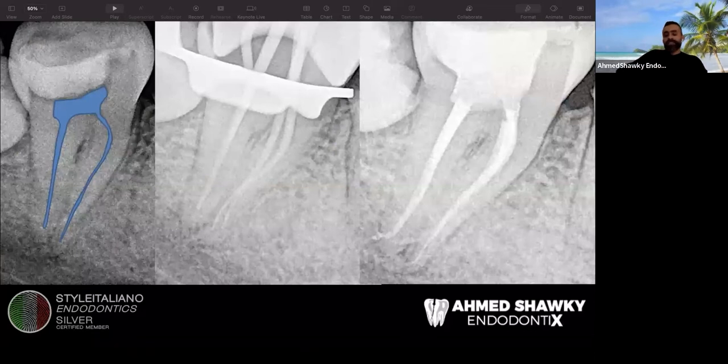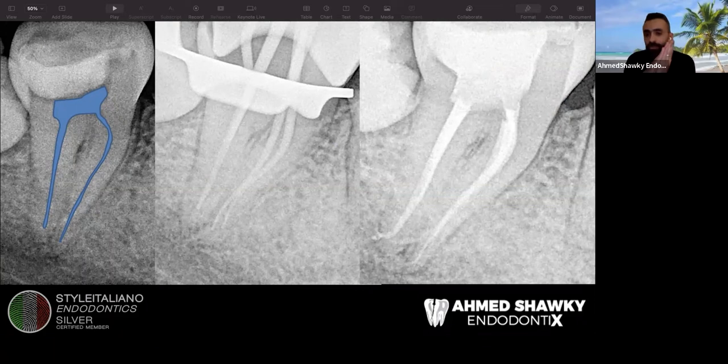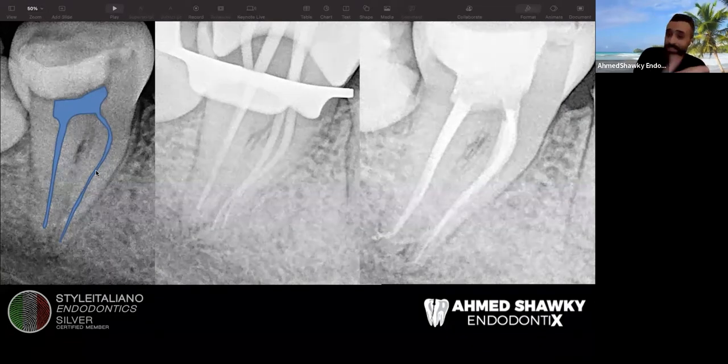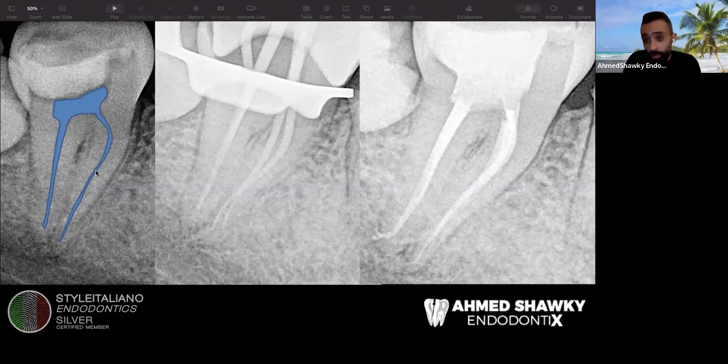So let's discuss this case after we know about pre-flaring, after we know about the glide path, the coronal resistance. We have a severe curvature in the coronal part. This is way, way more dangerous than an apical curve, because the file has to go this way, and then bend again. This is very difficult. And of course, this is a two-dimensional image. Maybe we have in the third dimension another bend in the root canal.